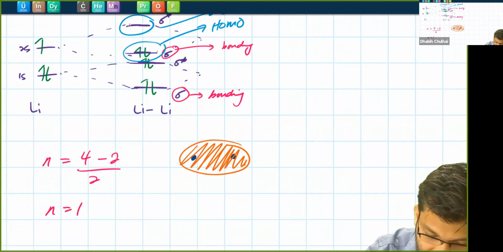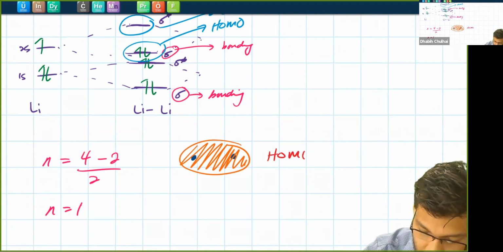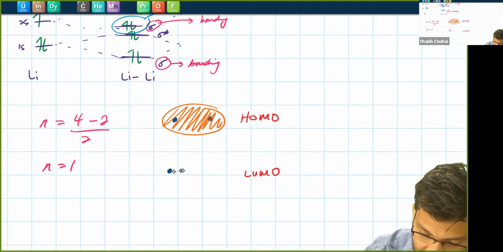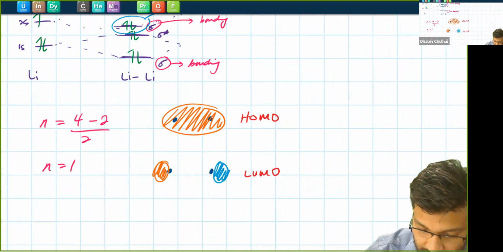So this is the HOMO. For the LUMO, it's a sigma star. So if you remember what that looks like, there's going to be a little bit of positive over here and a little bit of negative over here.